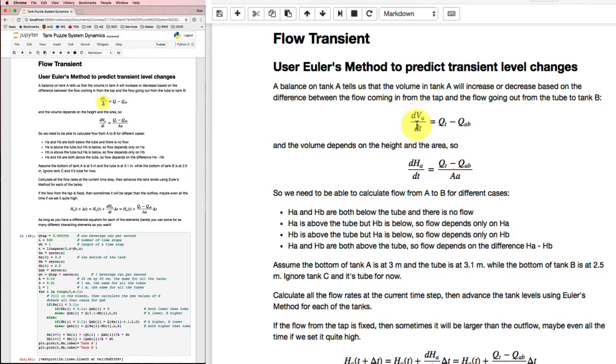Now the volume of water in the tank is the height times the cross-sectional area of the tank. So if we divide by the cross-sectional area of tank A, then we'll get the rate of change of height in the tank with time equal to the difference between the flow rates divided by the cross-sectional area. So the smaller the cross-sectional area, the faster the height will rise.